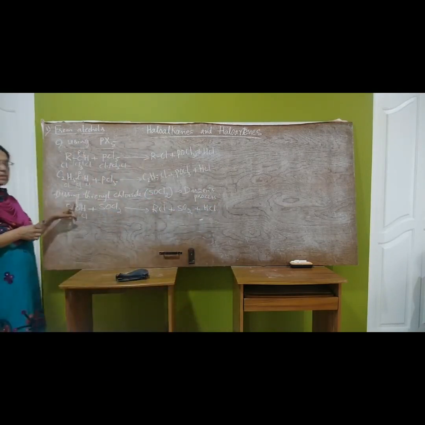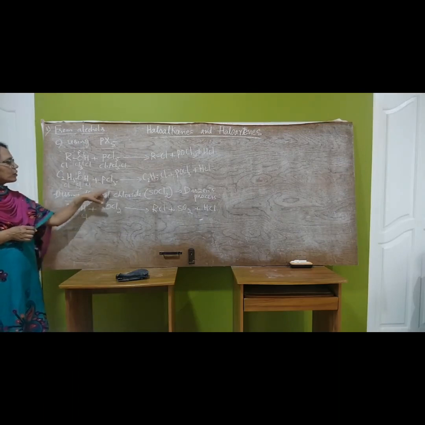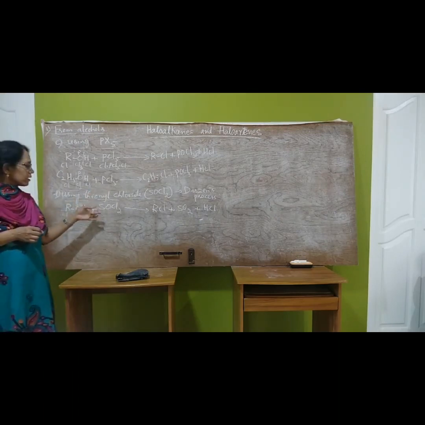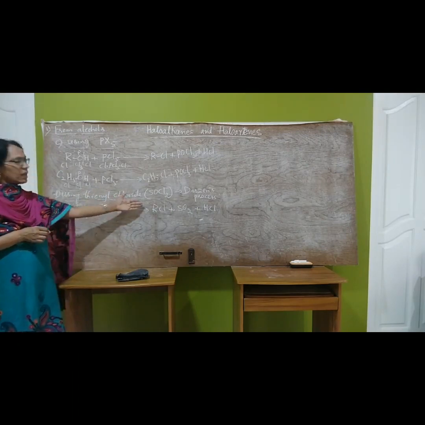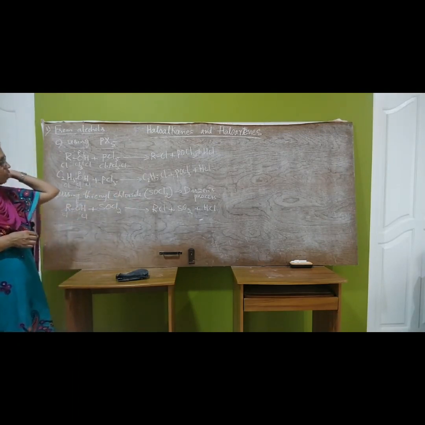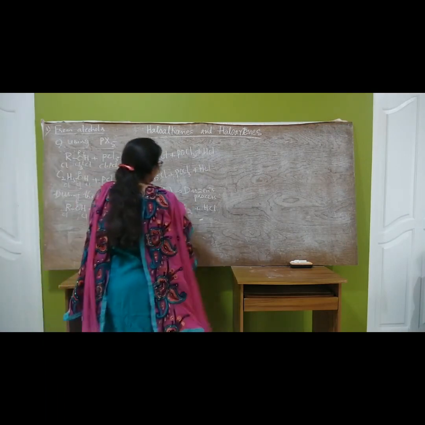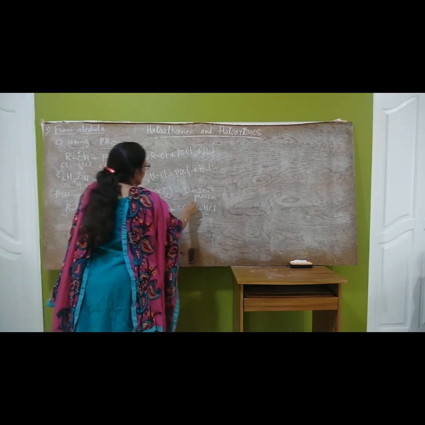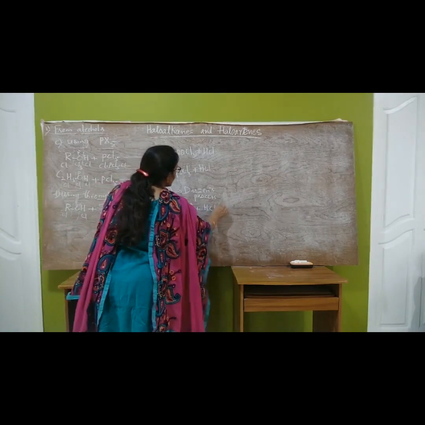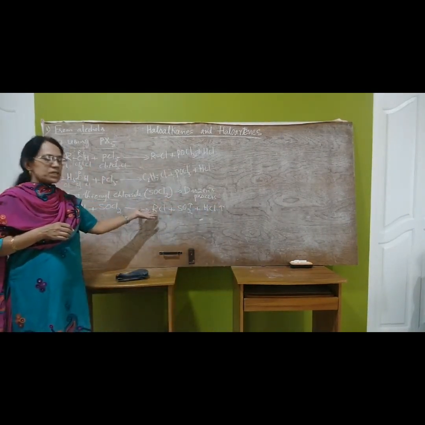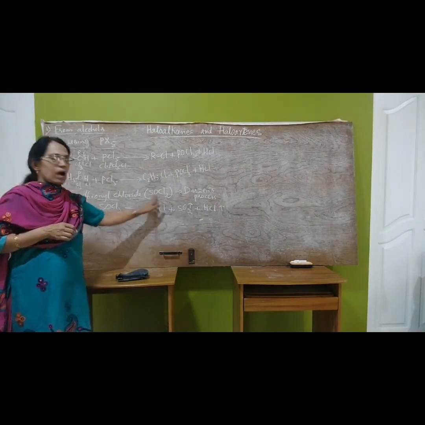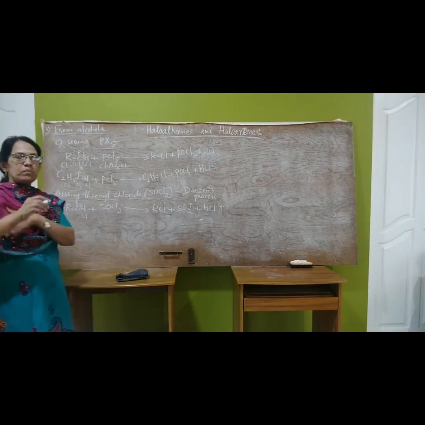This method is the most preferred method for the preparation of alkyl halides, because in this method the pure alkyl chloride can be easily obtained, because the byproducts sulfur dioxide and HCl are gases. They will escape from the reaction chamber, leaving alkyl chloride in the pure form.